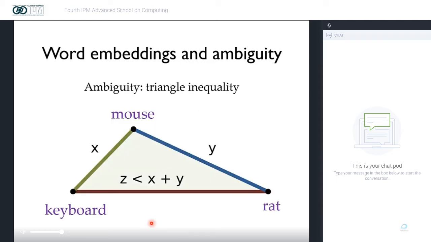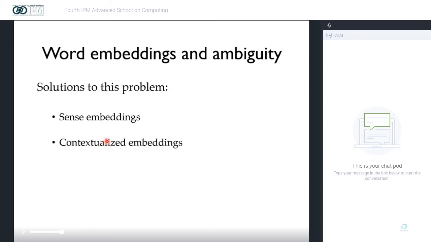So this problem is usually referred to as the meaning conflation deficiency of semantic representations, or maybe the triangle inequality. So you don't want the distance between keyboard and rat to be smaller than the distance between keyboard and mouse and rat. You want this distance, this z, to be much, much larger than x plus y. We will see in the coming sections on sense embeddings and contextualized embeddings that this problem of conflation of meanings is addressed in both these approaches in interesting manners.